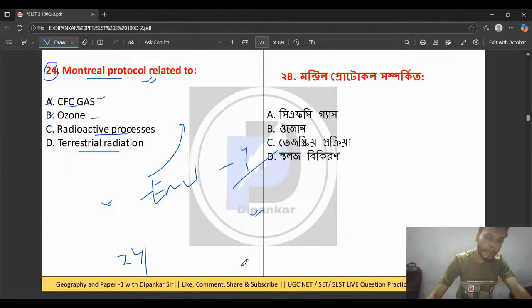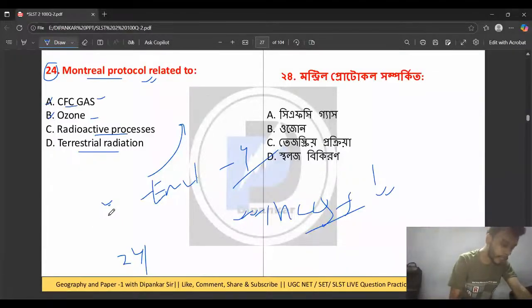This is our specially designed MCQ series, day number 1, Geography UGC NET WBSET JRF examinations, day 1. So everyone answer: Montreal Protocol is related to what? Answer question number 24.